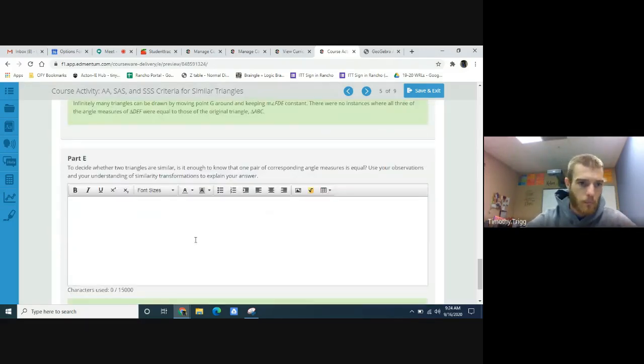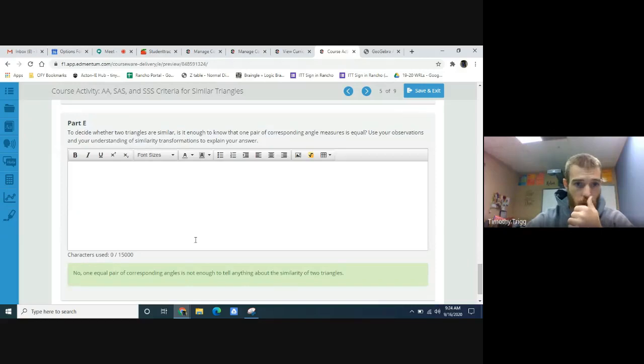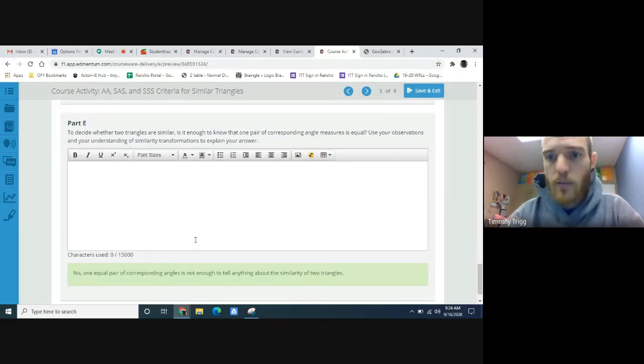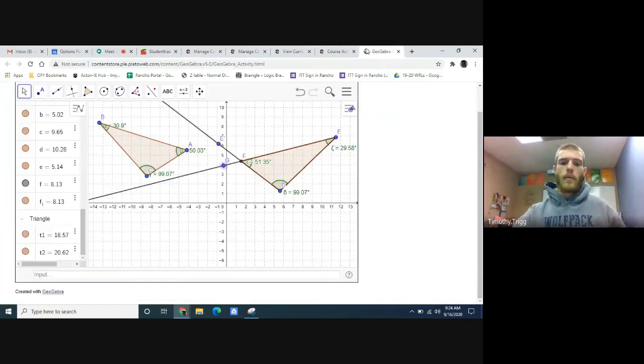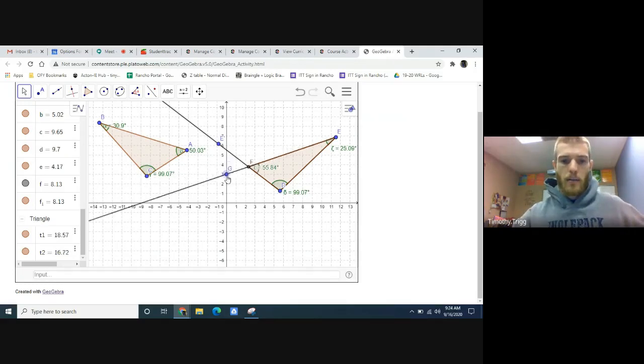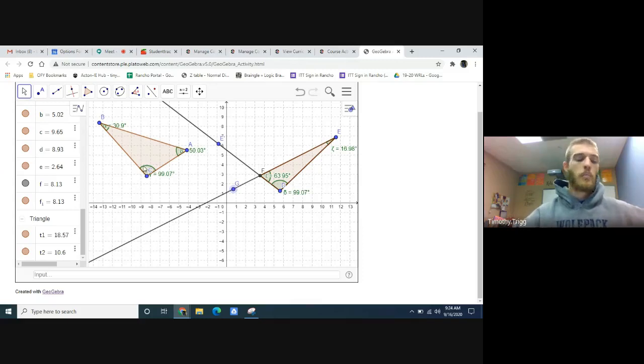Moving on, part E. To decide whether 2 triangles are similar, is it enough to know that one pair of corresponding angles is equal? Okay, so here we have 2 triangles, and one of the angles is congruent. But does that mean that the 2 triangles are similar? No, they're completely different triangles, right? They don't even look the same, and the other angles don't match. So these are not similar triangles, despite the fact that they have one angle the same.